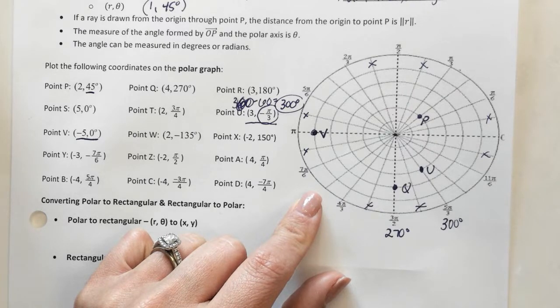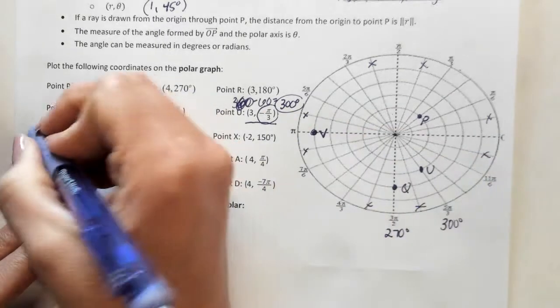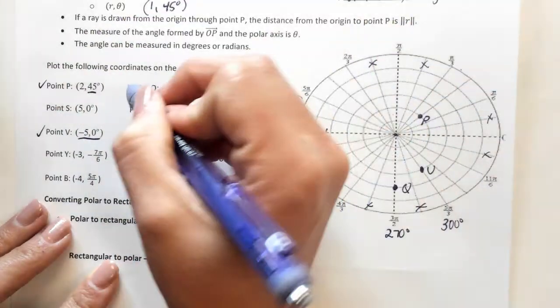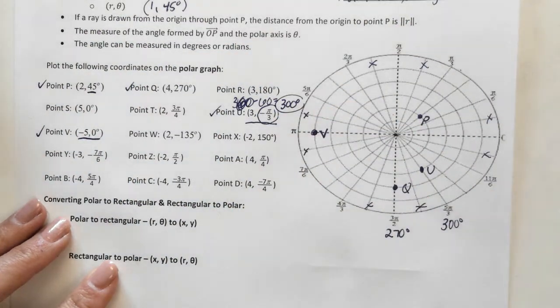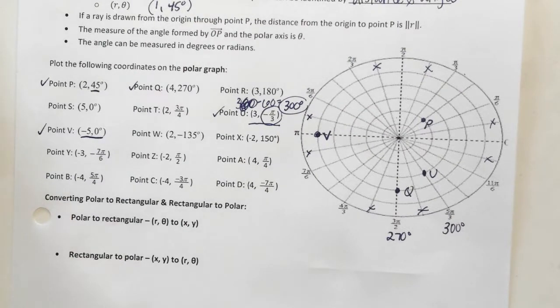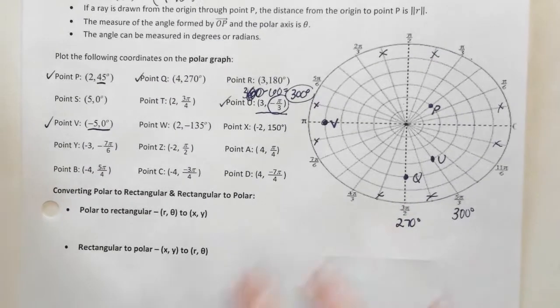Alright, I want you to try to graph the rest of these on your own. I'm going to put a check mark by the ones we have done. And I want you to take a minute and graph these on your own. If there's one you don't know how to do, skip it, because we're going to go over these, okay?